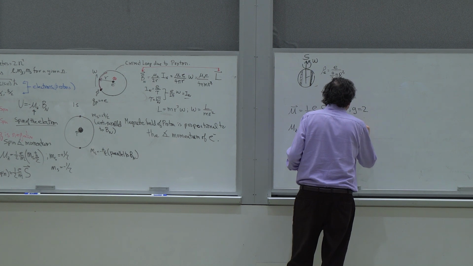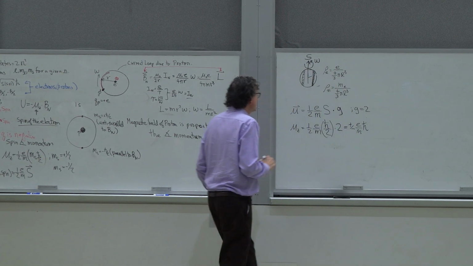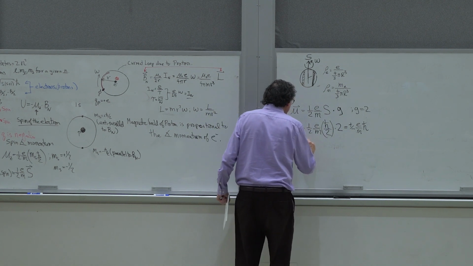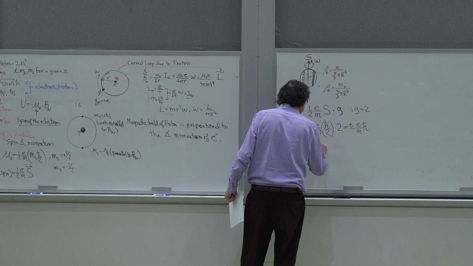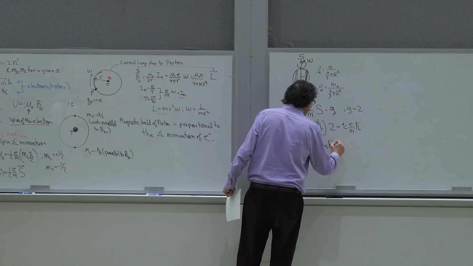Plus or minus e over m times h bar. So this is called the anomalous g factor. It's actually a correction factor, right? This is called the correction factor to the classical picture.